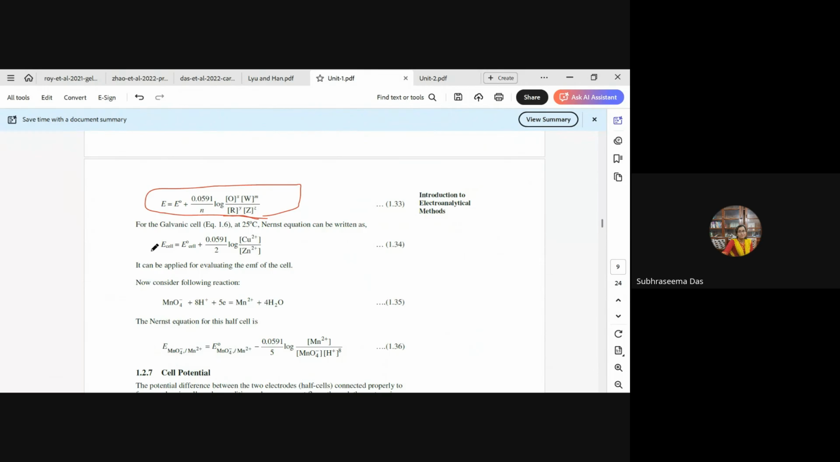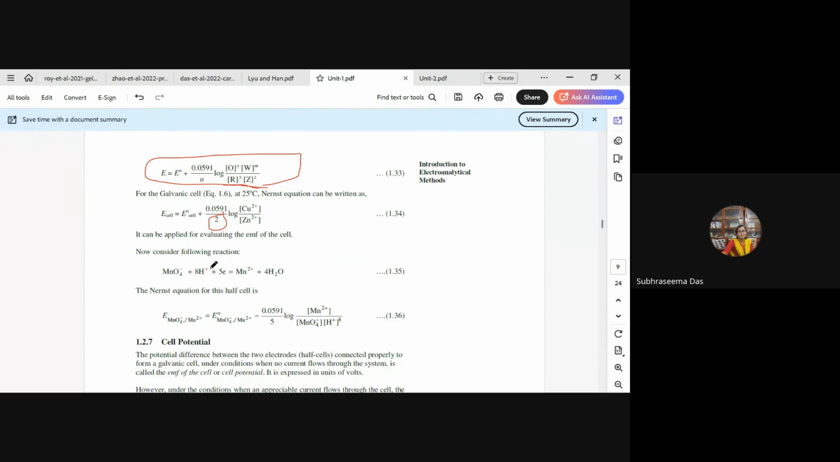Now when we consider a galvanic cell, for a particular galvanic cell the Nernst equation can be written as E cell is equal to E0 cell plus 0.0591 by 2. Now where does this 2 come from? This 2 comes from the number of electrons involved in the overall reaction of the galvanic cell, and this is log of the copper 2+ concentration by the zinc 2+ concentration. Now this equation can be used to calculate the EMF of the galvanic cell.